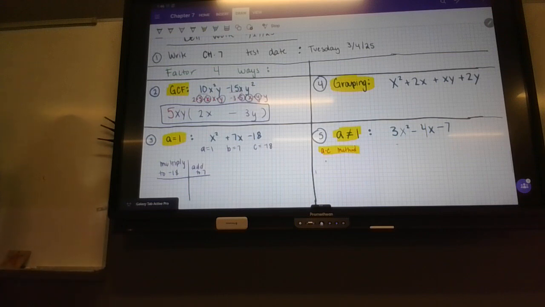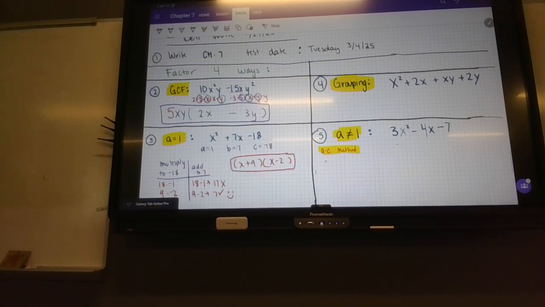Things that multiply to 18. I got 18 times negative 1. I got 9 times negative 2. I got 6 times negative 3. I'd say that's about it. 18 minus 1 is 17. That's not what I'm looking for. 9 minus 2 is 7. That is what I'm looking for. So I'm going to go right into parentheses and say x plus 9, x minus 2.